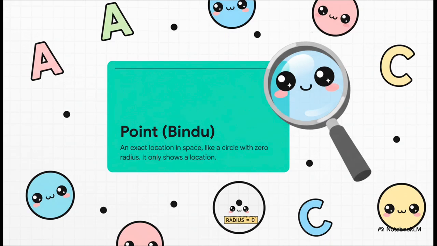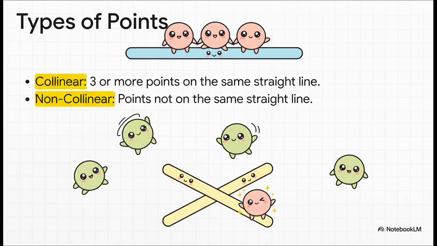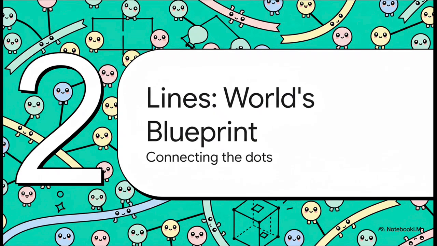It's purely a position, and we usually mark it with a capital letter just so we have a place to begin our journey. But here's the thing, points don't just exist in isolation. They form relationships. When they all line up perfectly, we call them collinear points. And when they're scattered all over the place, they're non-collinear. And the moment we start connecting these points, well, that's when the magic really begins. We connect the dots, literally.